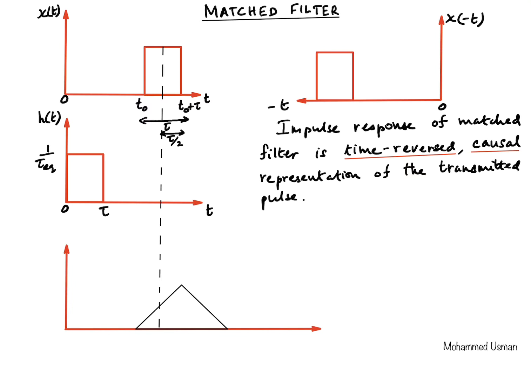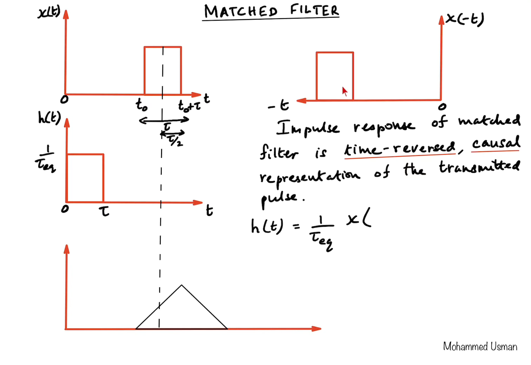Mathematically, we can write h of t to be equal to an amplitude 1 by tau equivalent times x of minus t, shifted to the right by some amount which we will denote as td.